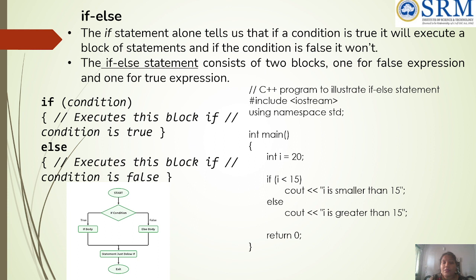So here we'll see a simple C++ program where we have declared I as 20. And if I is less than 15, you print this, else you print that, and then you come out. So that is what the program is. In this particular program, I is equal to 20 is given. So I is not less than 15. So what happens? The first condition is false, so it goes to the else block. In the else block, it executes I is greater than 15. So the output is I is greater than 15.